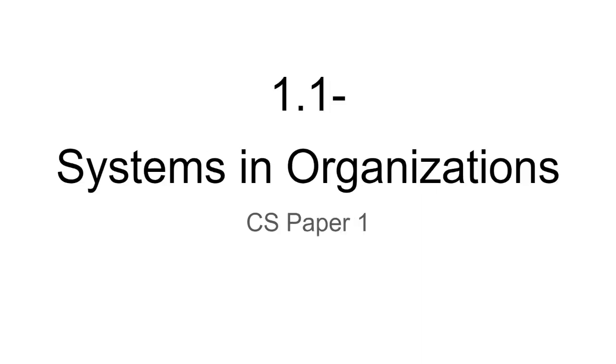Today we are going to do topic 1.1 Systems in Organization for CS Paper 1. 1.1 Systems in Organization talks about the context in which new systems are created. Suppose you want to create a new system. 1.1 talks about the context in which it will be created.